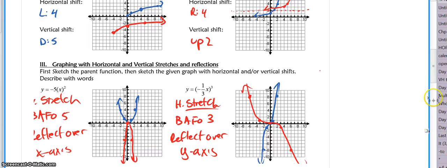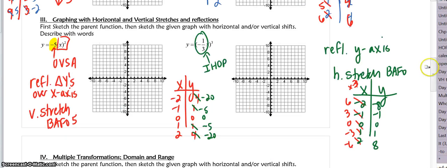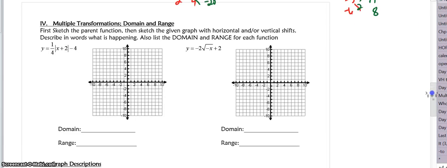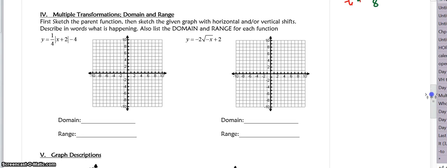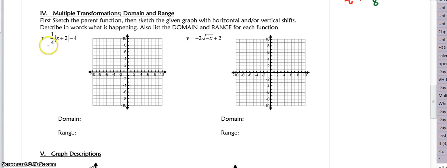All right, moving right along. Let's look at the next part of the sheet that you need to understand how to do. Multiple transformations and domain and range. So first off, I'm going to put my V's and H's. Vertical because it's on the outside, horizontal, vertical.